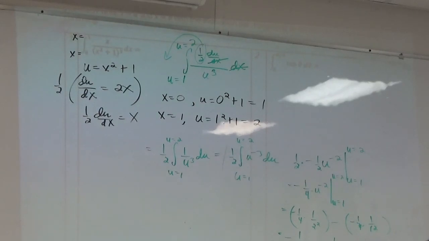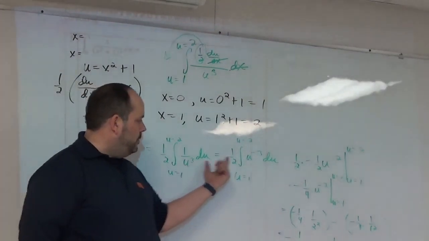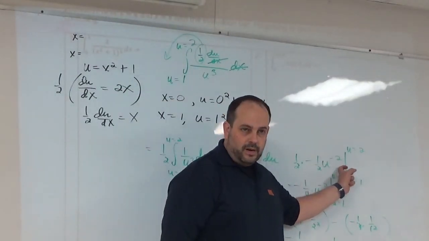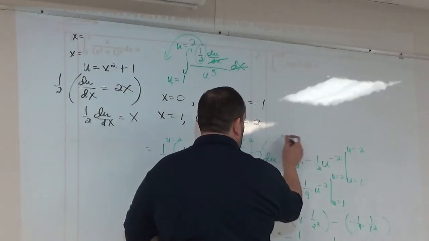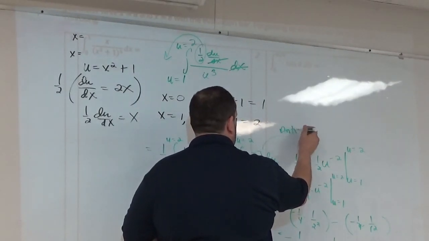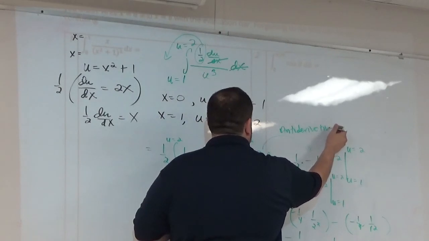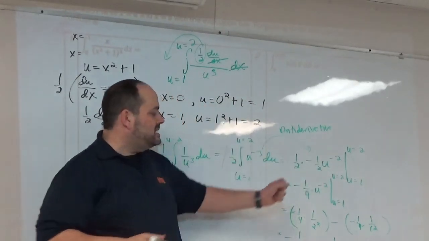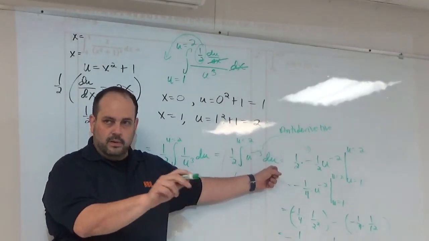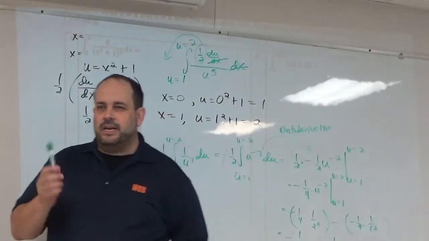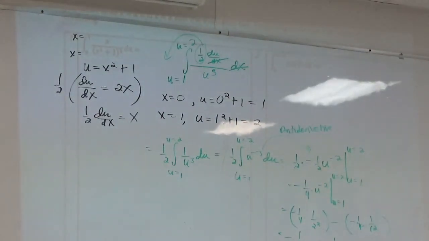Henry, what's up? What happened to the du before you plug in? Right, why am I not writing the du over here anymore? When you actually do the integral, from here to here, what you did is you found the antiderivative. You stop writing the du because the du is there to say, hey, u is the variable. Everybody okay? Now, there's another question that I thought somebody was going to ask.